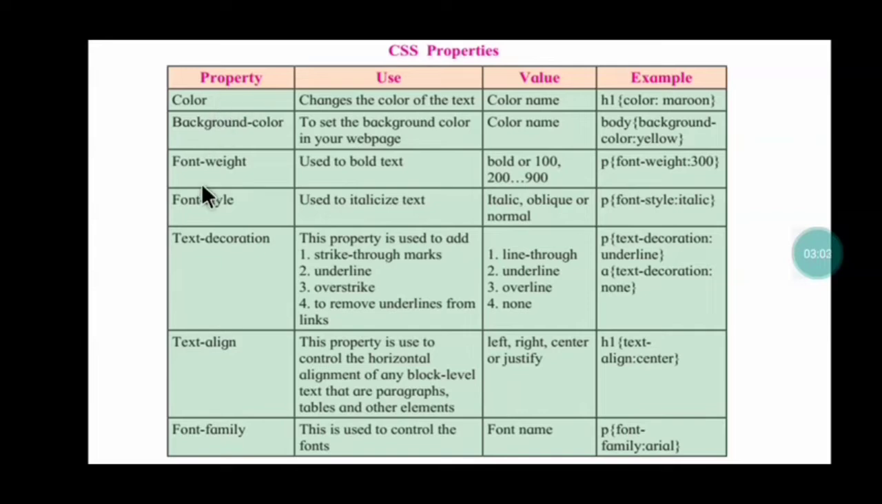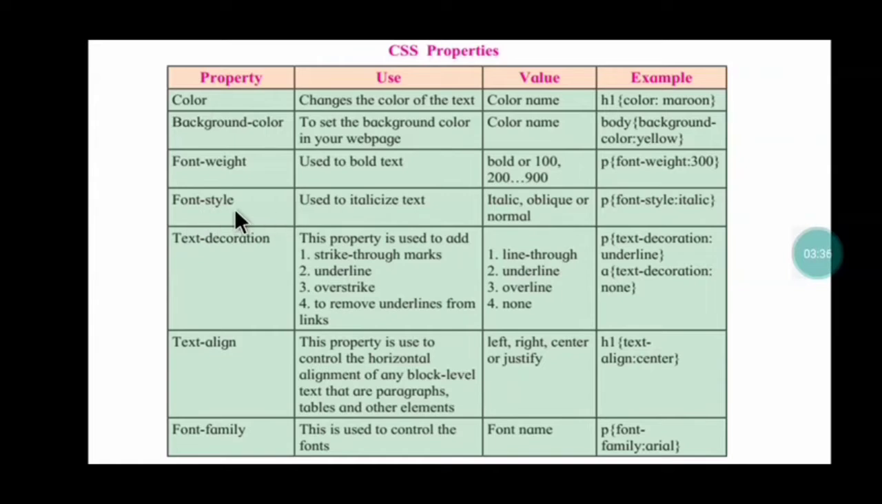The next property is font weight. Suppose you want to make the text bold, it is used to make the text bold. The value will be bold, or 100, 200 till 900 can be used as a value. Let us see the example. Here it is given in the paragraph tag. In the paragraph tag you want to use the value 300. With this 300 the text will be shown in bold. You can also use bold straight away instead of using the value.